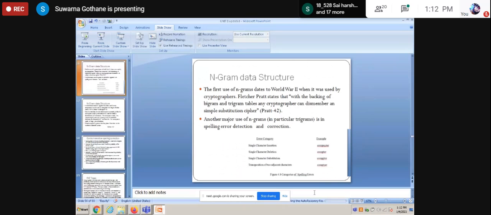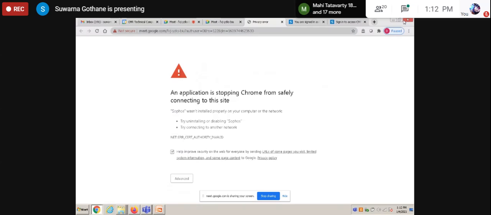The n-gram data structure works based on dividing your entire data into equal parts. These equal parts are nothing but what we call grams. Okay, these are called grams.